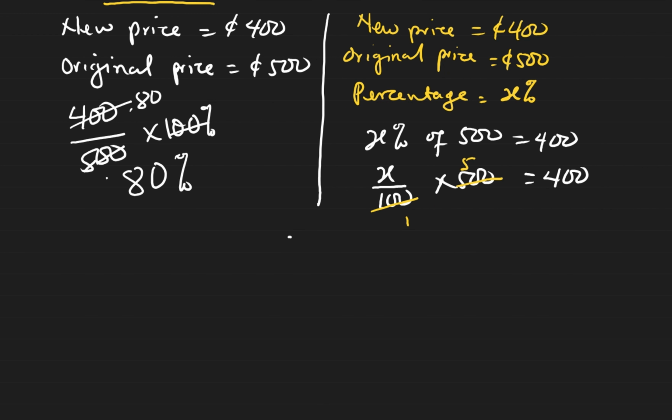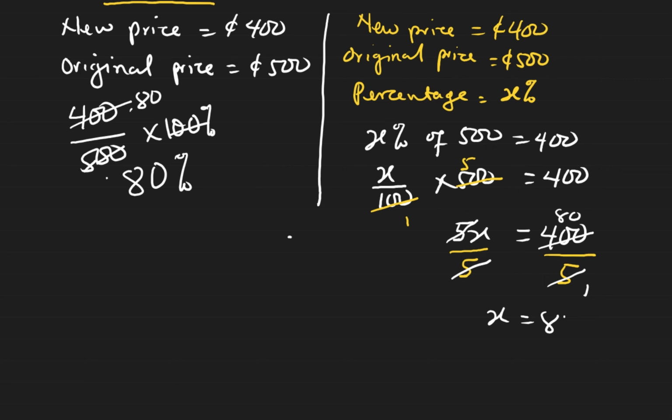Simplifying this further, we have 5x equal to 400. What we want is x. So let's take the 5 away from the x. So we divide both sides by 5. This 5 cancels itself. 5 goes into itself 1, goes into 400 80 times. So it means our x is 80.